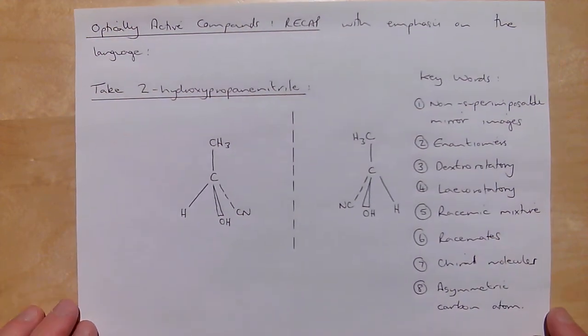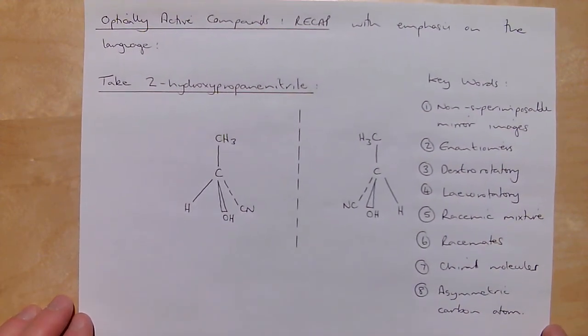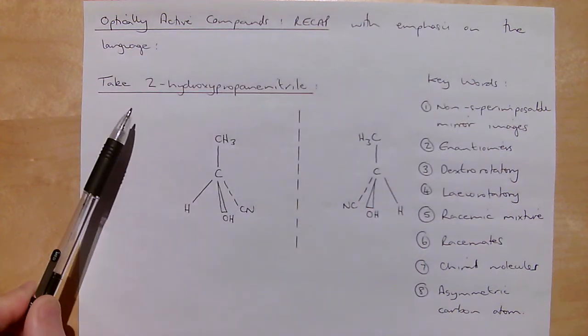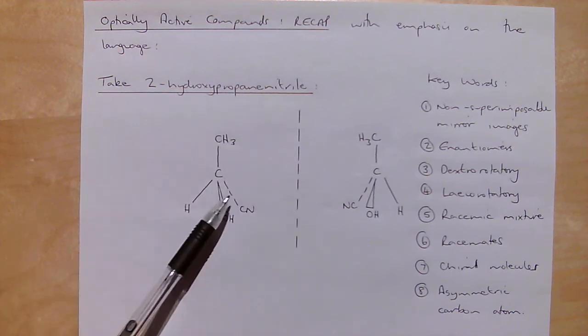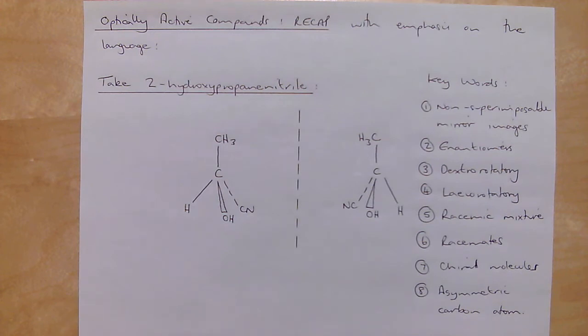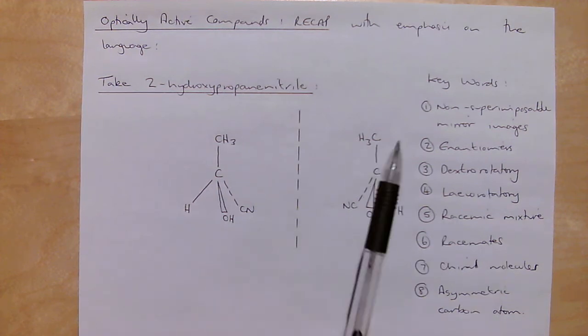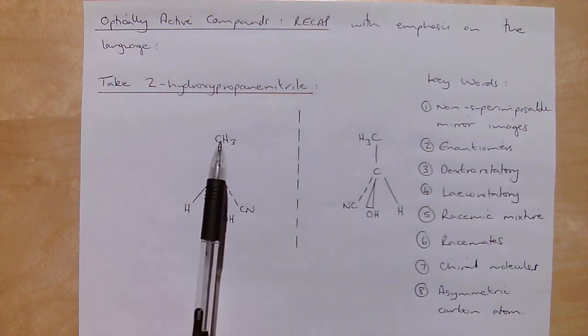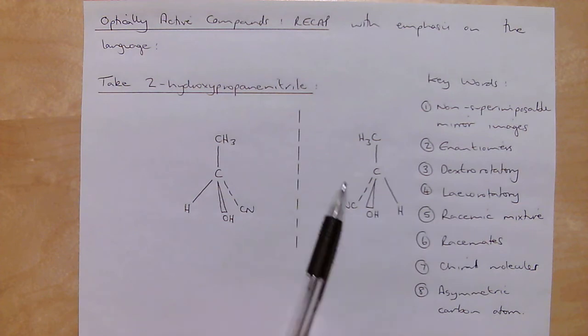Right, final little summary then. Make sure we understand what all the key words mean. Optically active compounds, a recap with emphasis on the language. So let's take our 2-hydroxypropane nitrile. That's my 2-hydroxypropane nitrile. That's my other enantiomer of my 2-hydroxypropane nitrile. These are both non-superimposable mirror images. That's my mirror. So we understand what a non-superimposable mirror image is. I take that molecule, I pick it up straight off the page, and I can't put it down onto that enantiomer there. An enantiomer, or enantiomers, are your optical isomers.